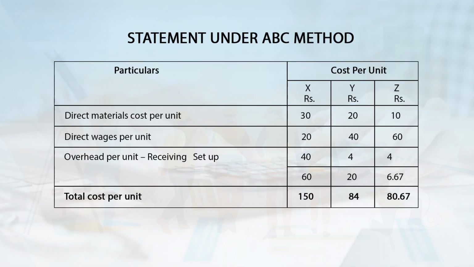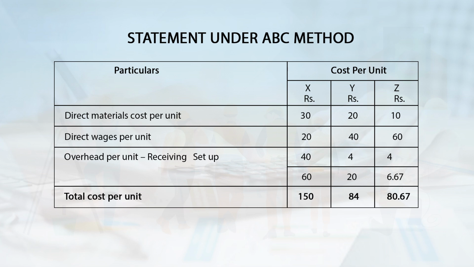Now, let us prepare the statement under the ABC method. Here, we will prepare two columns. First is particulars and second is cost per unit, and under cost per unit three sub-columns for products X, Y and Z. Direct material cost per unit given in the example for product X is rupees 30, for product Y 20, for product Z 10. Direct wages per unit given for product X is 20, Y is 40 and Z is 60.